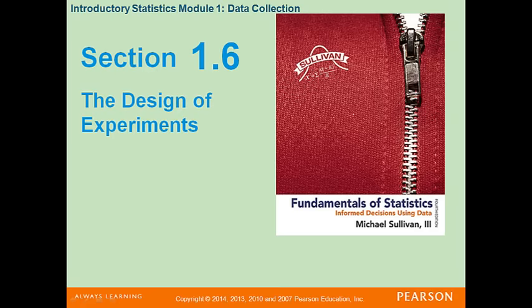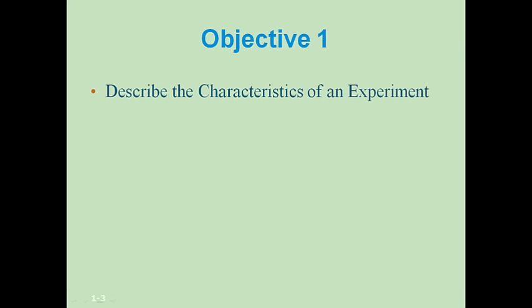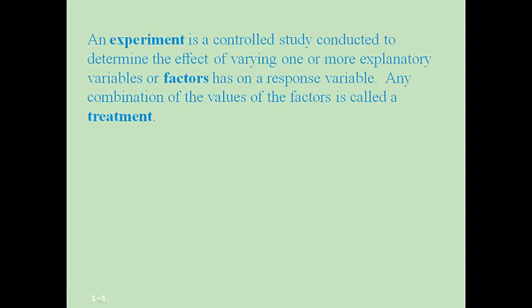Section 1.6, the design of experiments. These are the objectives we'll look at in this section. Objective 1, we want to describe the characteristics of an experiment. So let's look at some definitions.